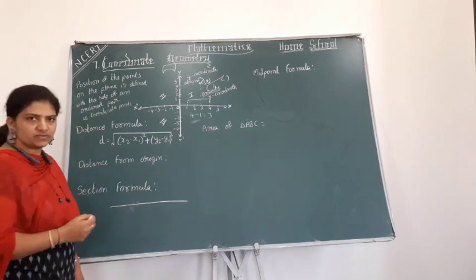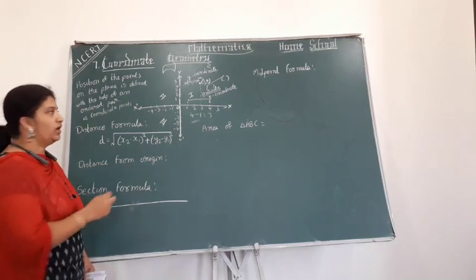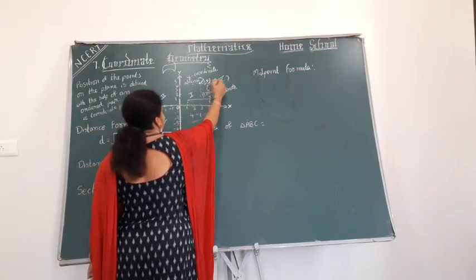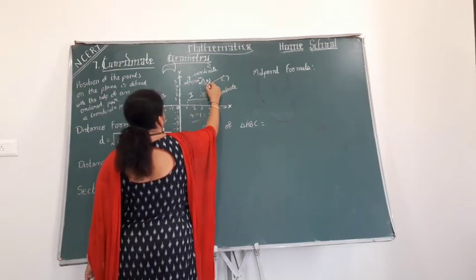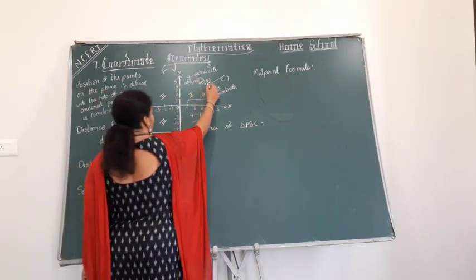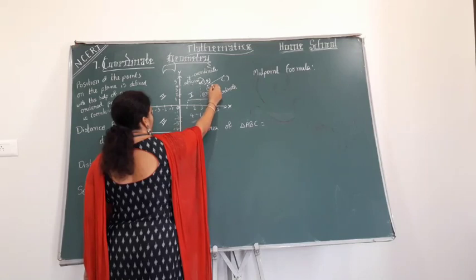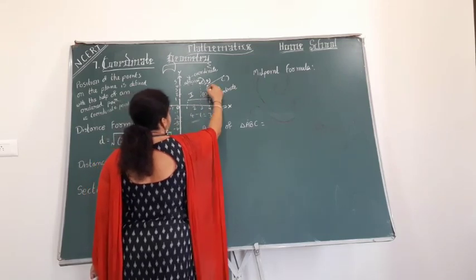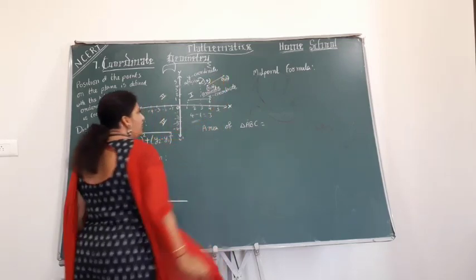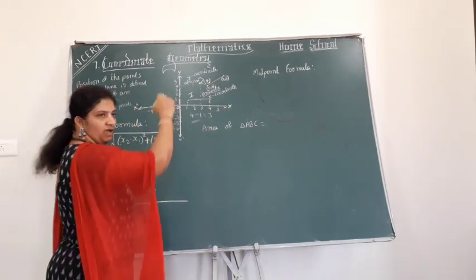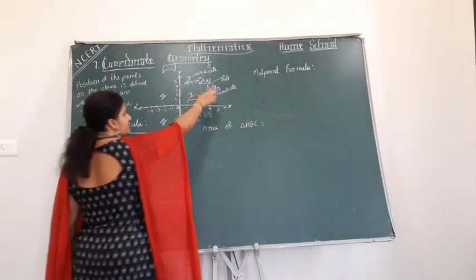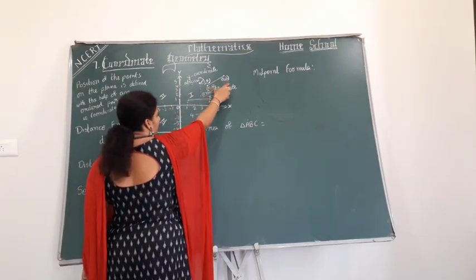What are these x1, x2, y1, y2? As we have seen here, this is your line segment joining two points. The first point I give as x1 comma y1, abscissa and ordinate. And the second point x2 comma y2, abscissa and ordinate. So both of you have here the distance between these two. How can we find it?